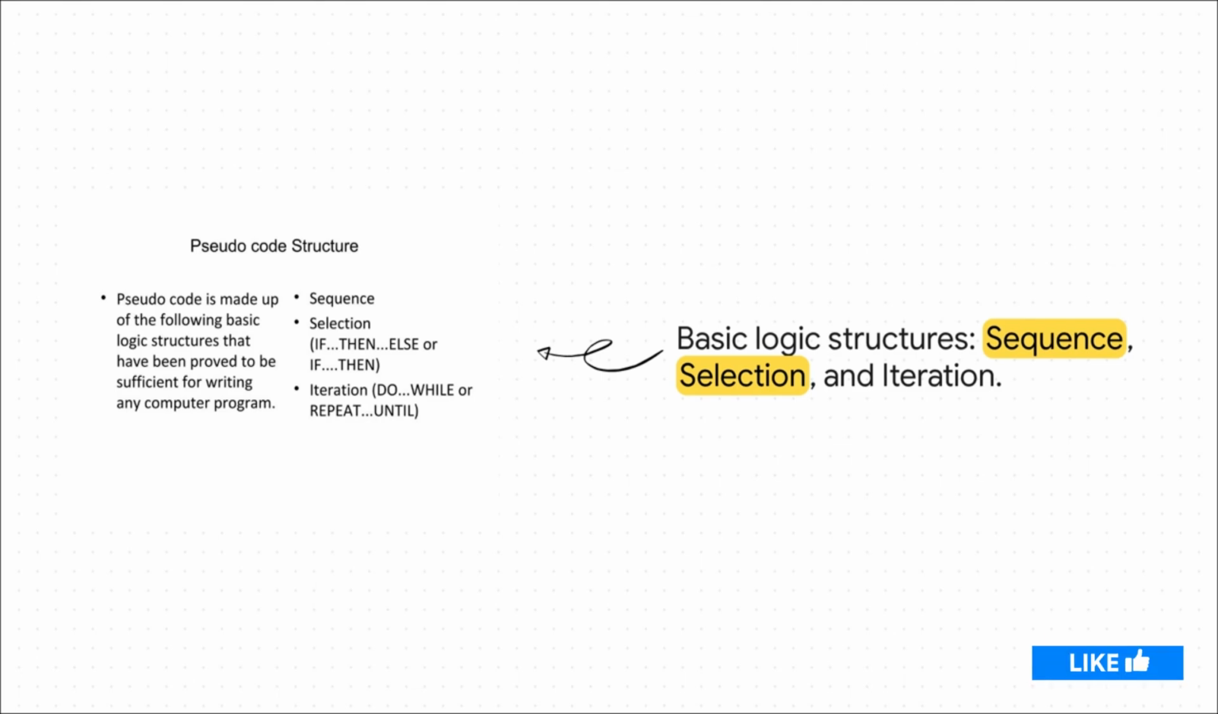Sequence just means doing things in order. Selection means making decisions, like an if-then statement. And iteration means repeating an action using a loop until a specific condition is met. Master those 3, and you can build practically anything.